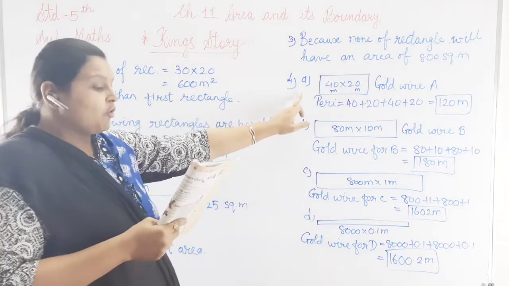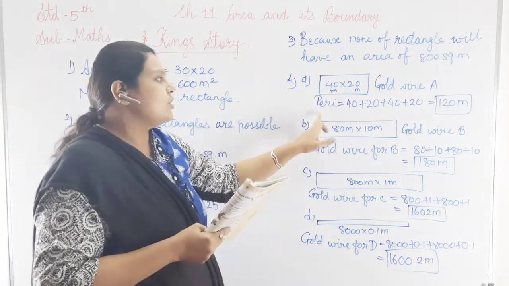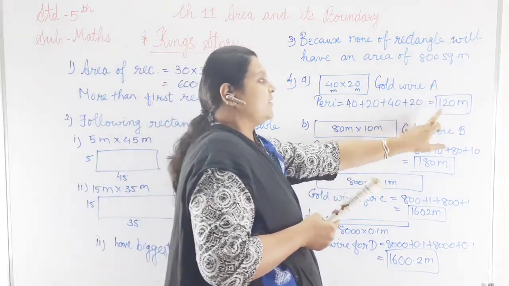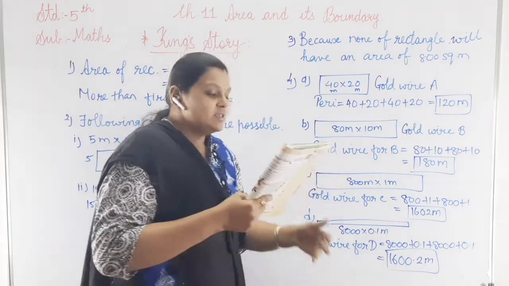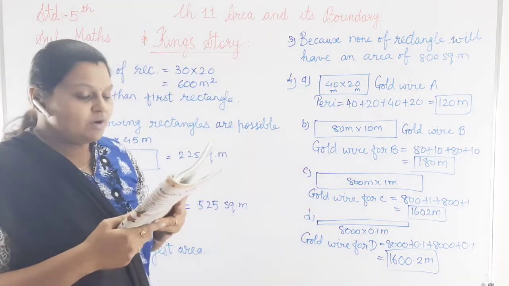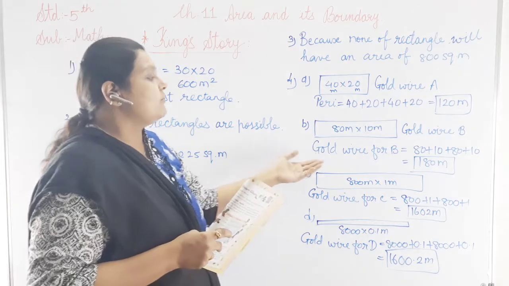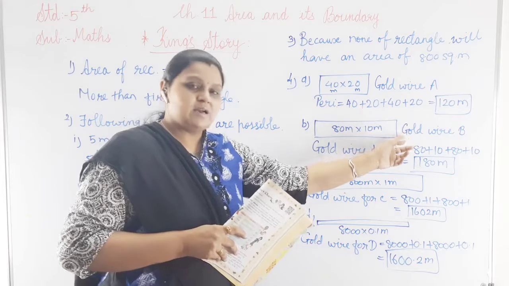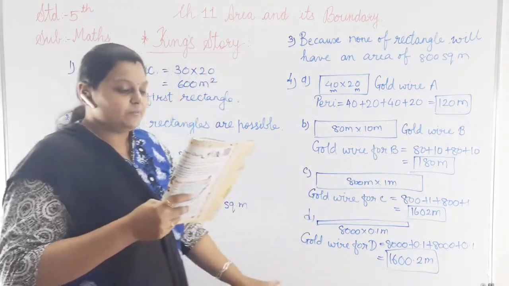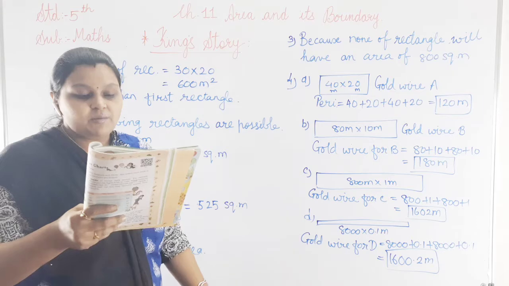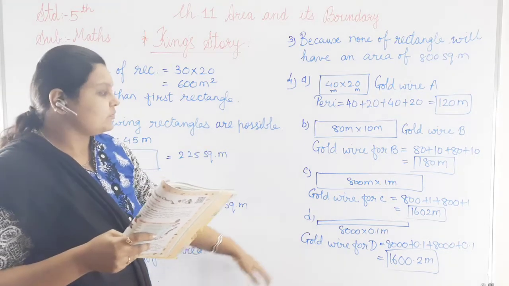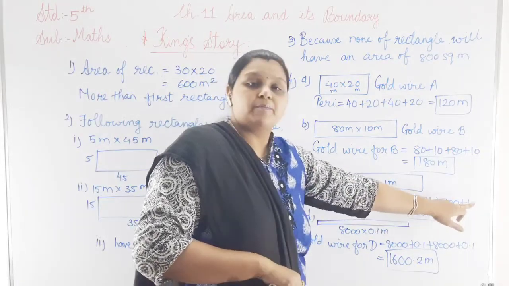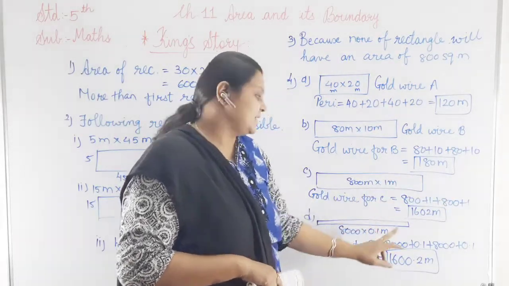So first 40 meter into 20 meter. So gold wire for that will be 40 plus 20 plus 40 plus 20, that is 120 meter. Second is 80 meter into 10 meter. So gold wire for B will require 80 plus 80, 10 plus 10. So 180 meter. Now C, 800 meter into 1 meter. So gold wire for C will be 800 plus 1, 800 plus 1, sum of all the sides, that is 1602 meter.